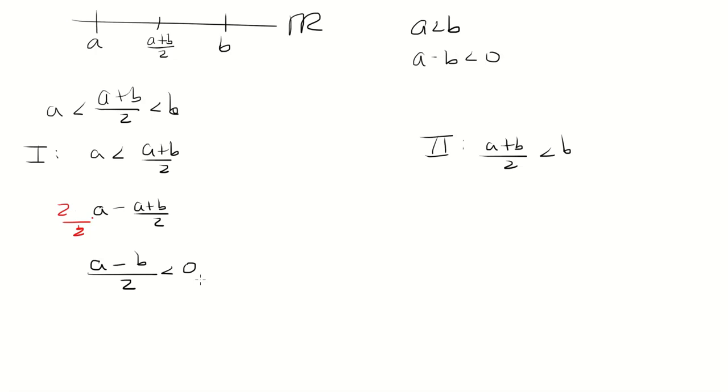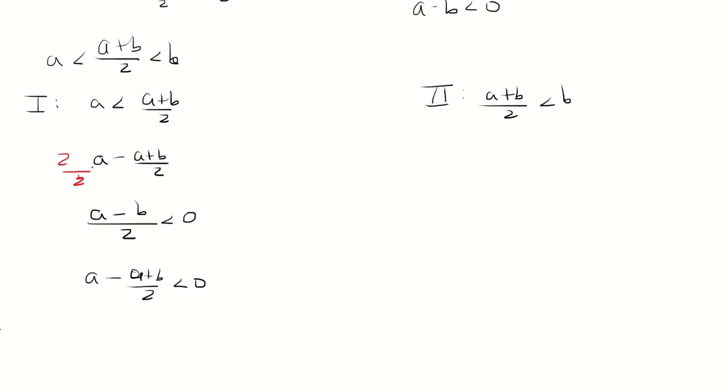So then we go backwards. We know (A minus B) over 2 is the same thing as A minus (A plus B) over 2, which is less than 0. And so A has to be less than (A plus B) over 2. So that's what we wanted to show.